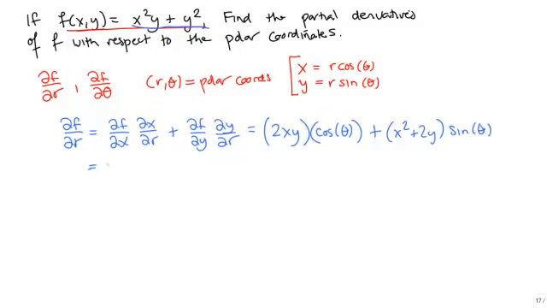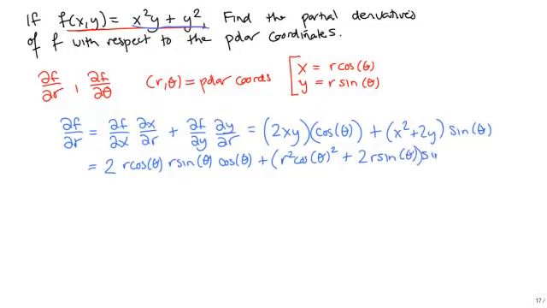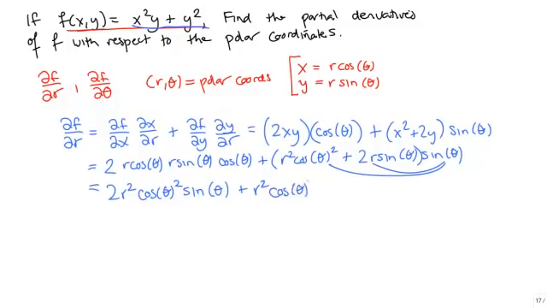So let's clean this up by substituting in. We're going to have 2 times x, which is r cosine of theta, times y, which is r sine theta, times cosine theta, plus x squared, which is r squared cosine of theta squared, plus 2 times y, which is r sine theta, times the sine of theta. So let's clean this up a bit. We have 2 times r times cosine times r times sine times cosine, so that's 2r squared, cosine of theta squared, sine of theta. If I distribute this through so I can make collections here, we're going to have r squared cosine of theta squared times sine of theta. And we distribute to the second piece, we're going to have 2 times r times the sine of theta quantity squared.